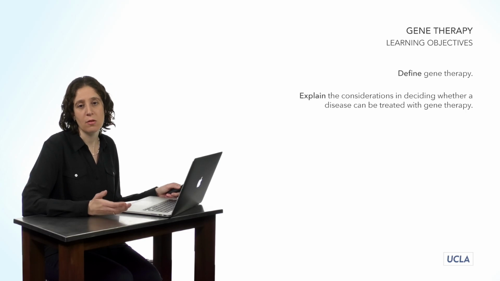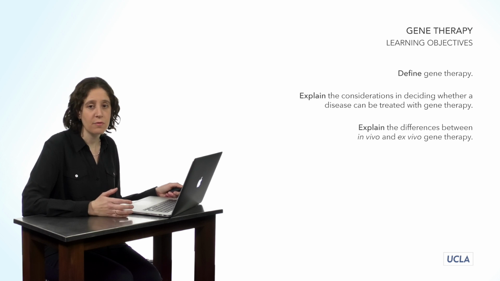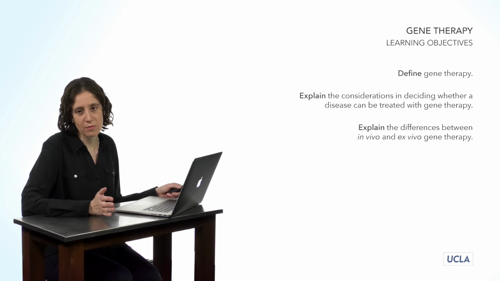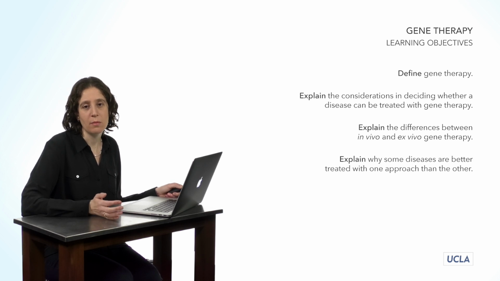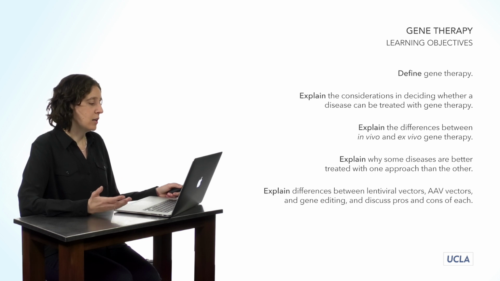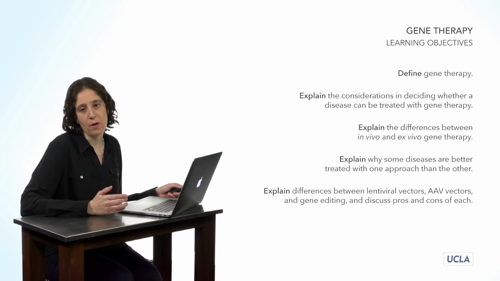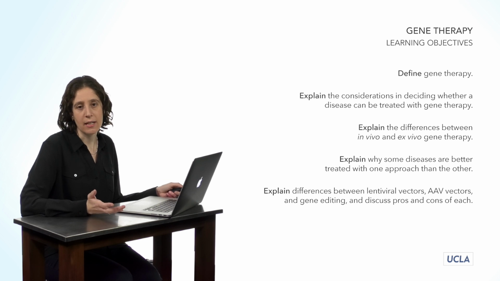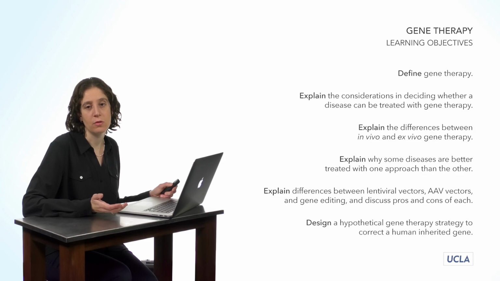By the end of this two-part video sequence, you should be able to define gene therapy, explain the considerations in deciding whether a disease can be treated with gene therapy, explain the difference between in vivo and ex vivo gene therapy, and understand why some diseases are better treated with one approach than the other. You should be able to explain the differences between lentiviral vectors, AAV vectors, and gene editing, and discuss the pros and cons associated with each approach. And finally, you should be able to design a hypothetical gene therapy strategy for a human inherited disease.